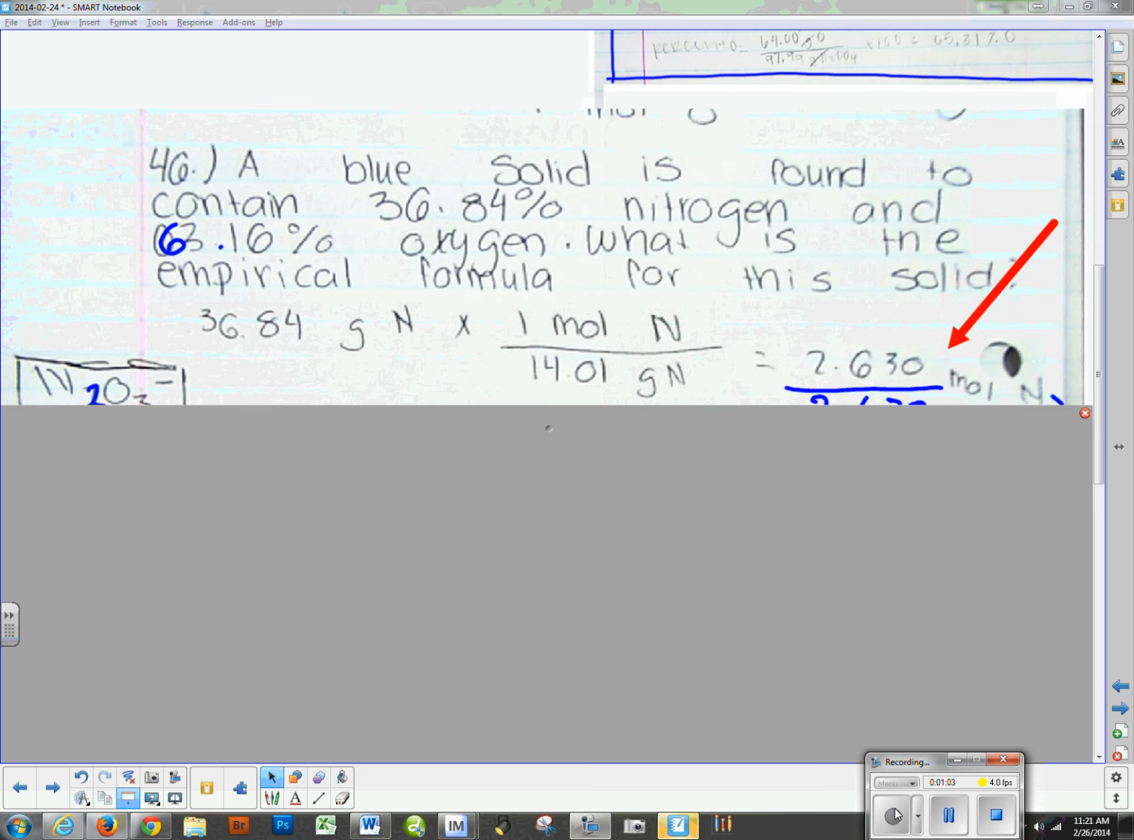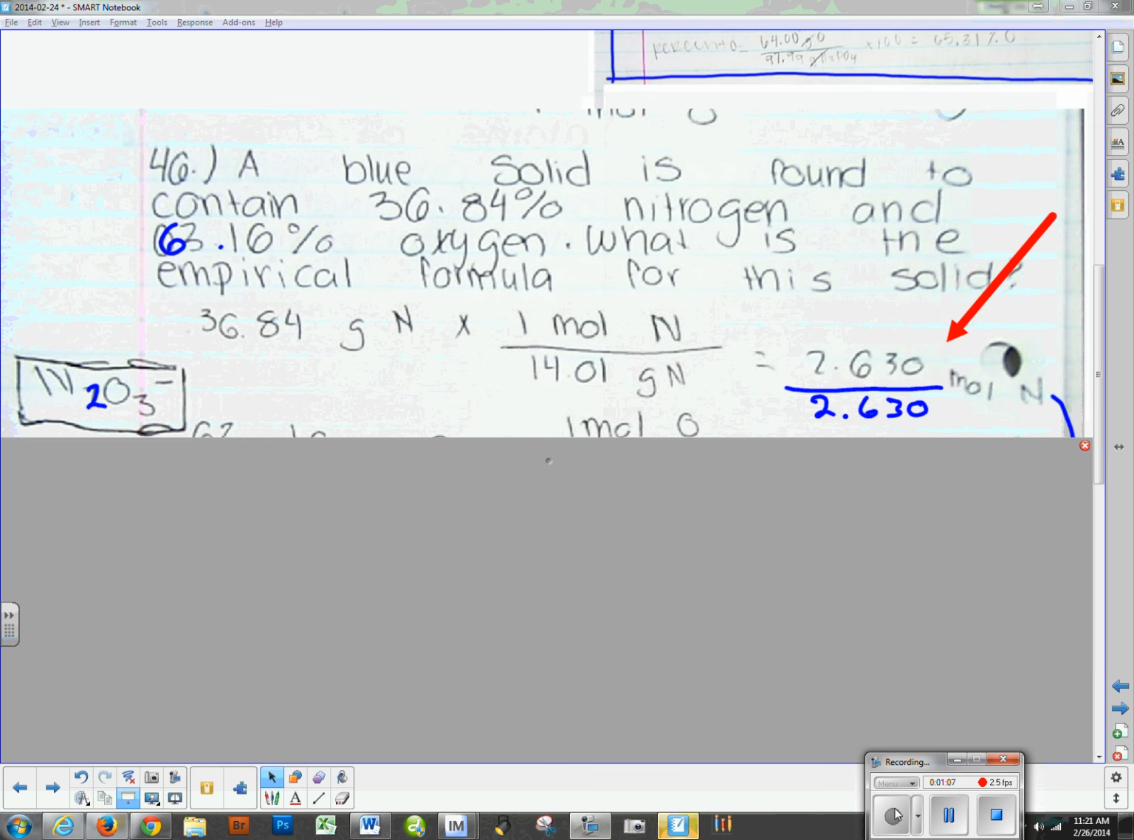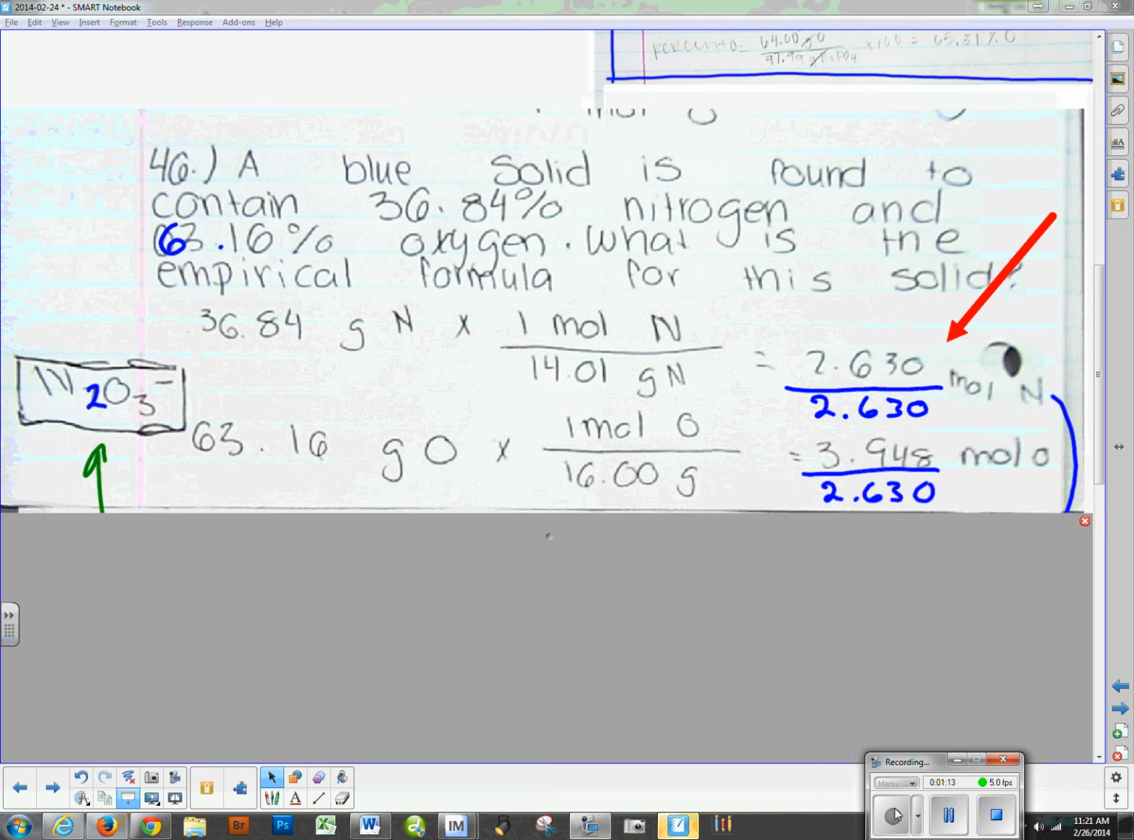And you're going to see that I drew in that same number underneath, because we need to divide by the smaller of the two numbers that we get. When we did the same operation for oxygen, we wound up with 3.948. And you notice there's a lot of sig figs. Don't get rid of sig figs on these problems. It'll lead you to the wrong answer, or you'll be questioning whether or not you got it right. So keeping the sig figs as much as possible is a good idea.